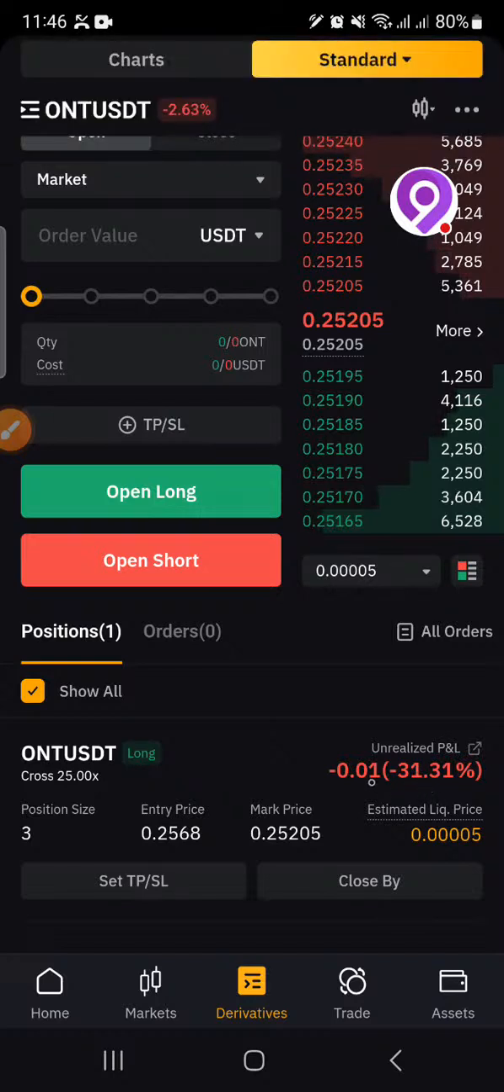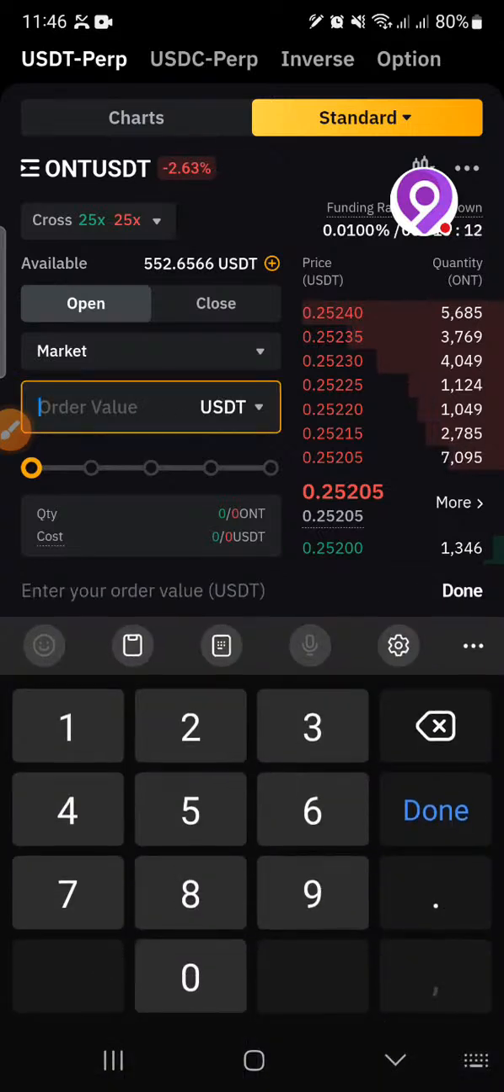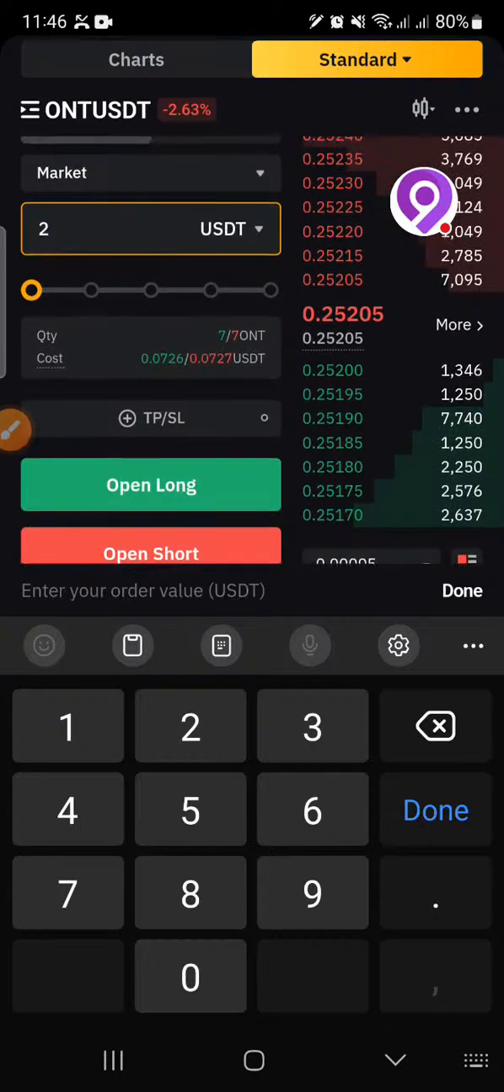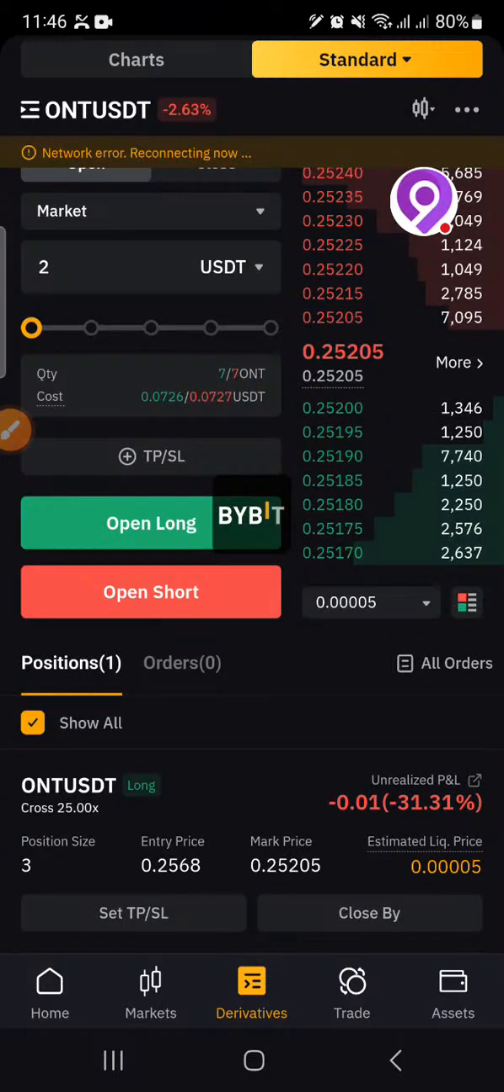Can you see? And I'm using 25x. I guess that's the maximum leverage. Then I will add this. I'll just come here. Okay, so I'm going to add, let's add $2. Let's see what we have. Still loading. $2. Let's see.